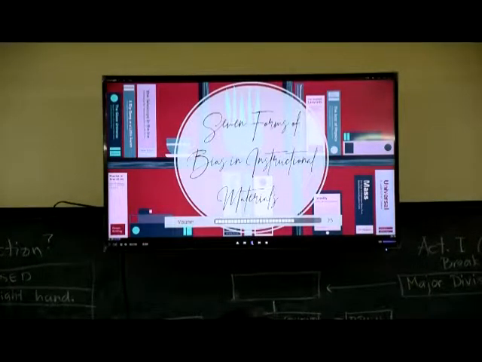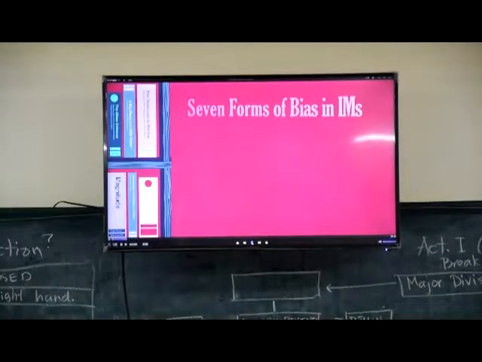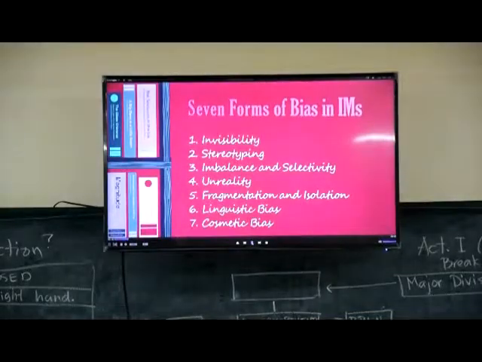Seven forms of bias in instructional materials. First, invisibility. Second, stereotyping. Third, imbalance and selectivity. Fourth, unreality. Fifth, fragmentation and isolation. Sixth, linguistic bias. And seventh, cosmetic bias.